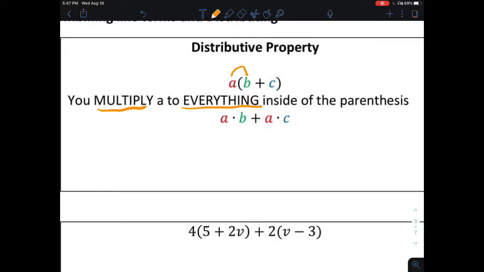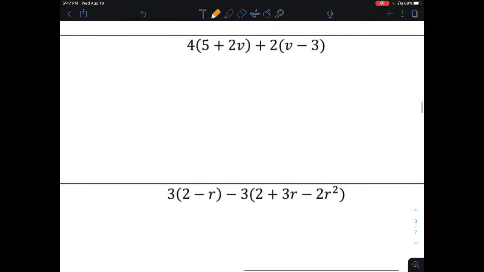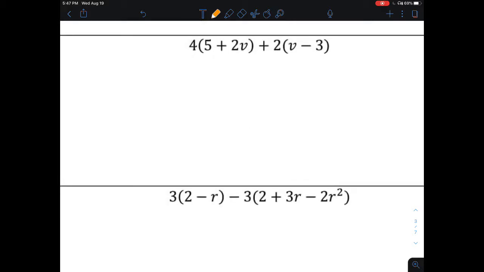So I have to multiply the a to the b, and then I have to turn around and multiply the a to the c term in order to get this thing fully expanded. Let's look at this first example. I have 4 times (5 plus 2v), and I want to add to it 2 times (v minus 3). I cannot put anything together until I fully expand it.